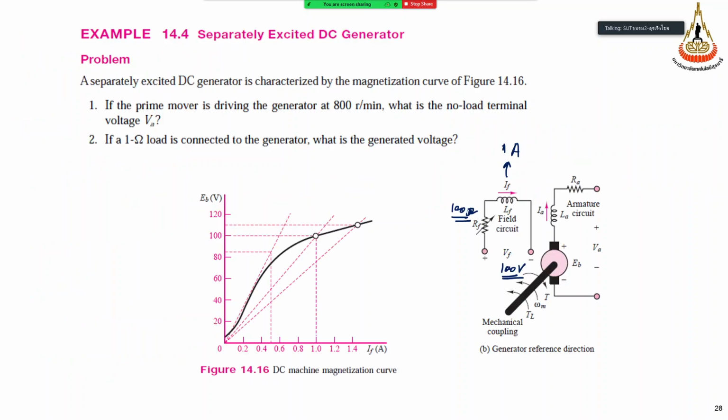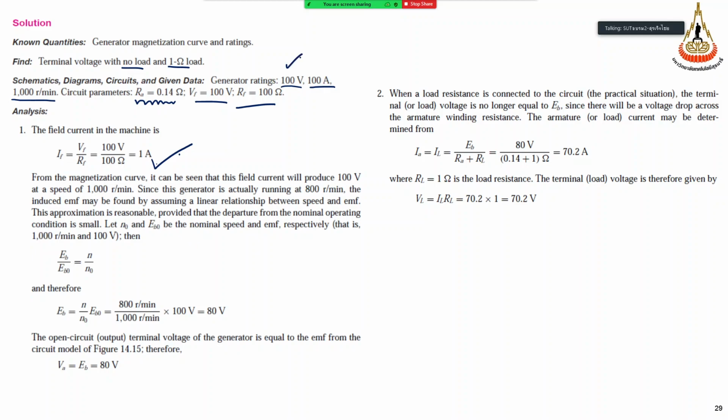At the speed of 1000 RPM, for IF equal to 1 ampere, we know that EB will be 100 volt. But in the case of running at 80% speed, we can assume the relation is linear. If 1000 revolutions per minute produces 100 volt with the same condition, then at 800 revolutions per minute, by linear relation, the voltage should be 80 volt.